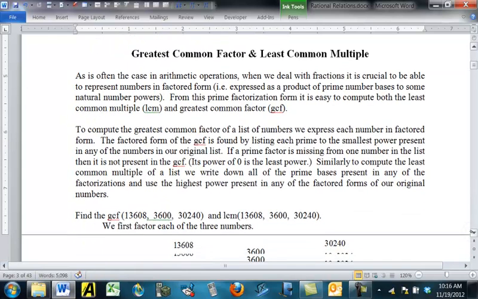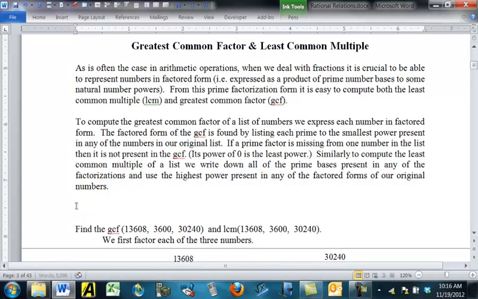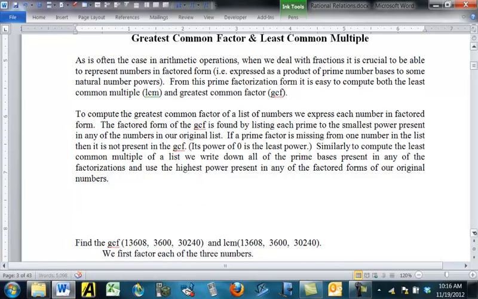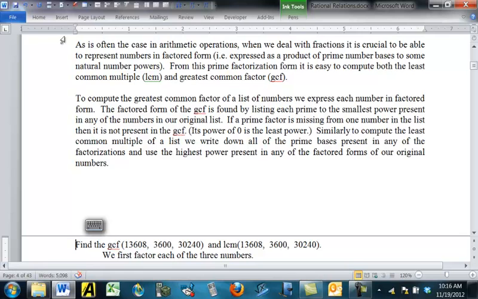Okay, next I want to talk about another important thing from arithmetic, the greatest common factor and least common multiple. And to get at that idea, let's go over a few basics before that. When you have natural numbers, a factor: when you multiply two things together, a times b equals c, then a and b are called factors of c.